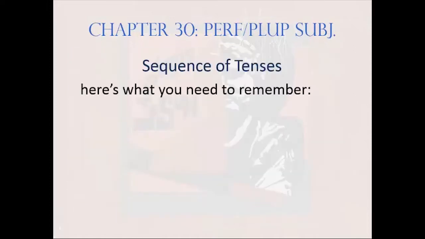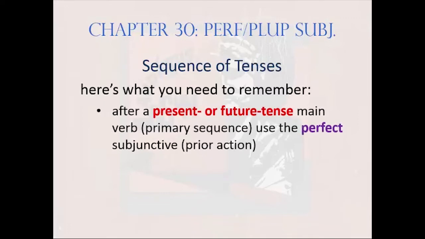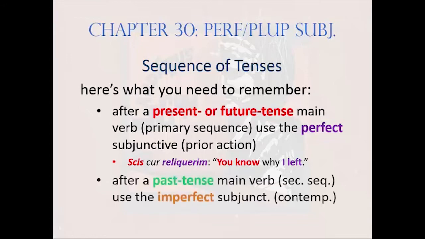Here is the heart of what you need to know. If the main verb is present, or any kind of future, the sentence is in primary sequence. And if the subjunctive verb in a clause represents prior action, use the perfect subjunctive in the clause. For example, scis cur reliquerim. You know why I left. Reliquerim is perfect.